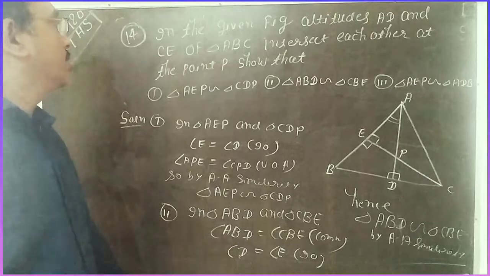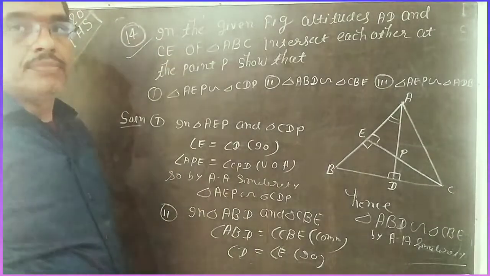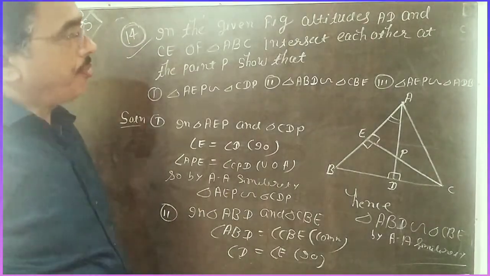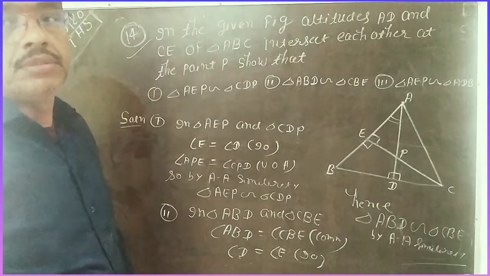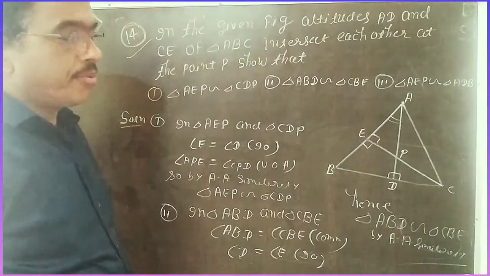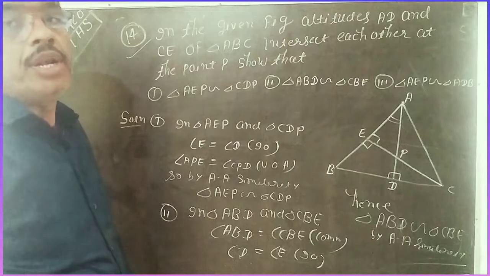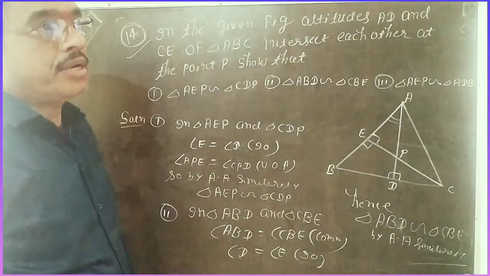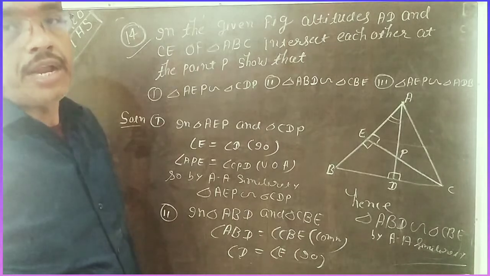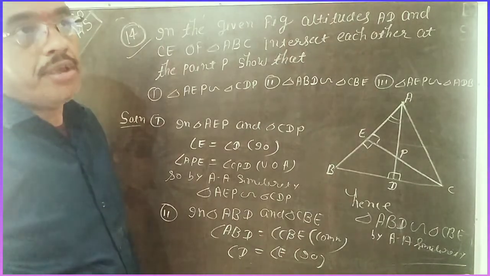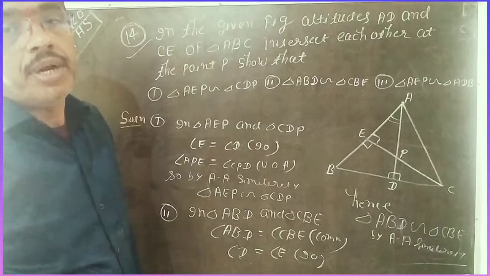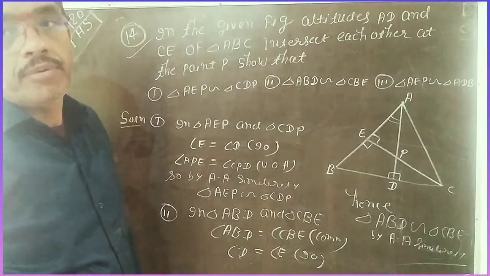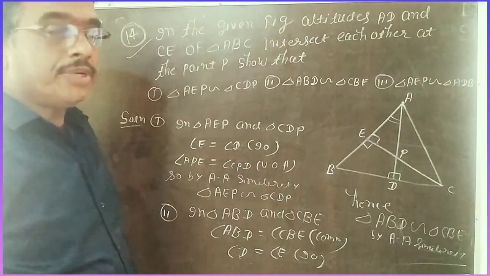Now see question number 14. In this question, we discuss how we can show similarity of two triangles. In this chapter, I told you that about 90% of triangles are similar if two angles are equal, that means the corresponding angles are equal, only two, then the triangles will be similar.